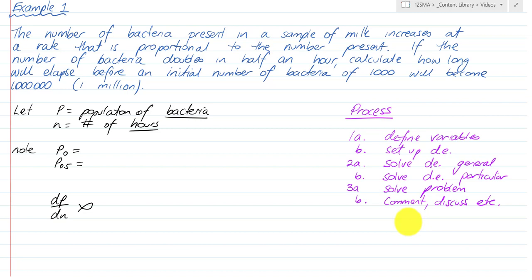So example 1: the number of bacteria present in a sample of milk increases at a rate that is proportional to the number present. If the number of bacteria doubles in half an hour, calculate how long will elapse before an initial number of bacteria of 1,000 will become 1,000,000.